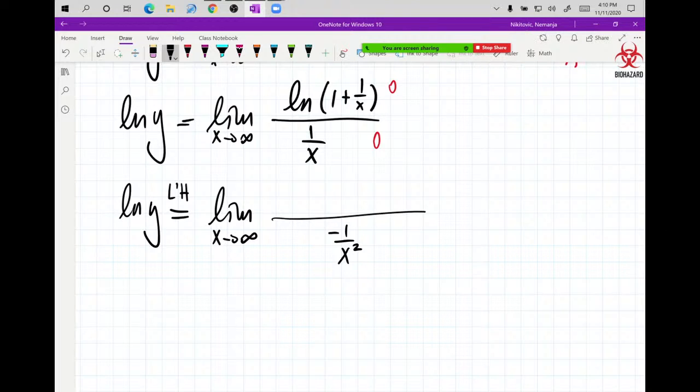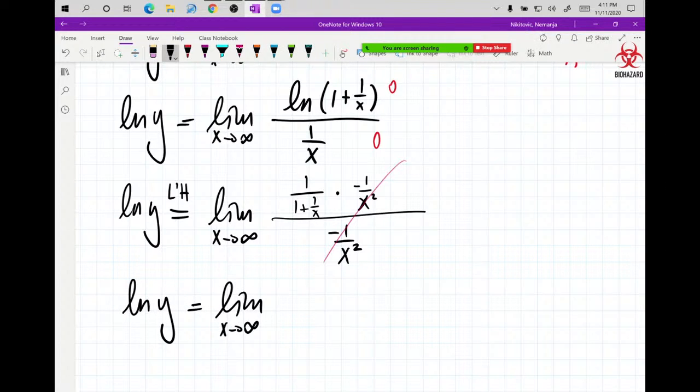And on the top, you have the ln derivative. So you know that you're supposed to put the function as is and then multiply it by the derivative of the inside, which is actually the same. You're taking the derivative of 1 over x, and that's just going to be negative 1 over x squared. Now, those cancel. They're gone. And you don't have much left. So you have ln y is equal to the limit as x goes to infinity of 1 over 1 plus 1 over x.